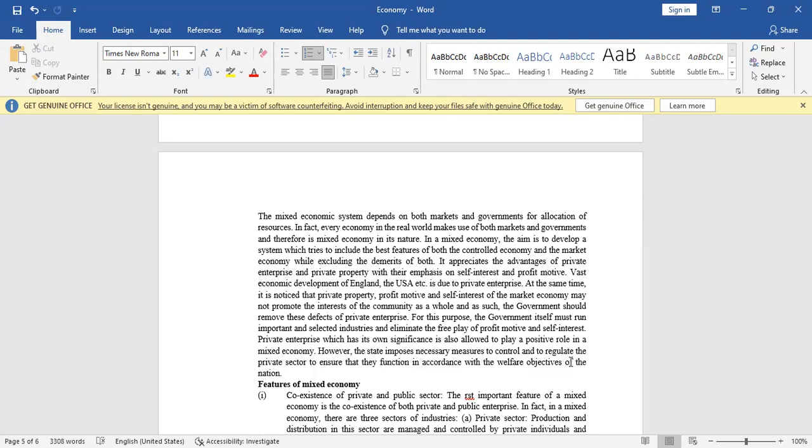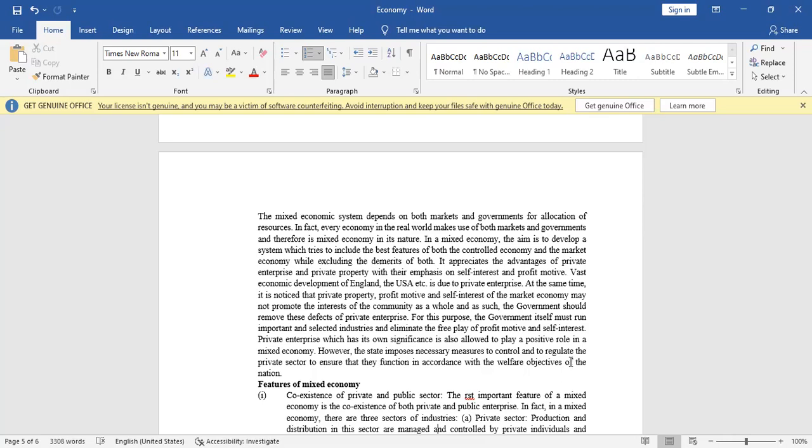Now, coming to the features of mixed economy. Number one, coexistence of private and public sector. You see, you take banks, private banks will be there, government banks will be there. Axis Bank, HDFC Bank, IDBI Bank, all these are private banks. State Bank of India, Dena Bank, Vijaya Bank, these are all government banks, public sector banks. You see, in the banking sector, private banks are there, government banks are there. So you can see the private and public coexistence.